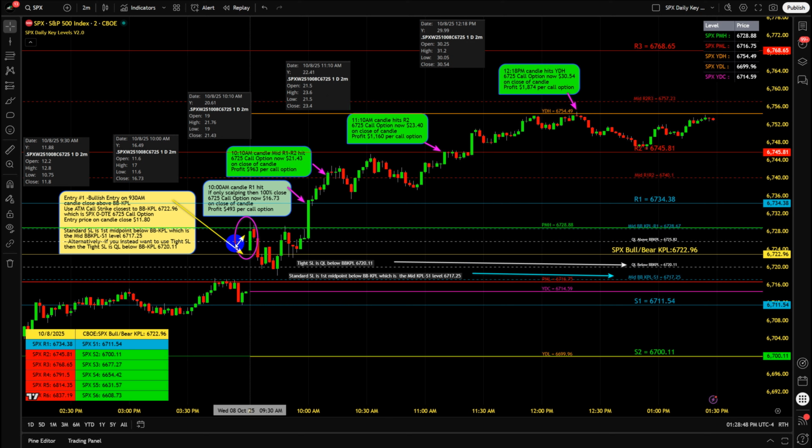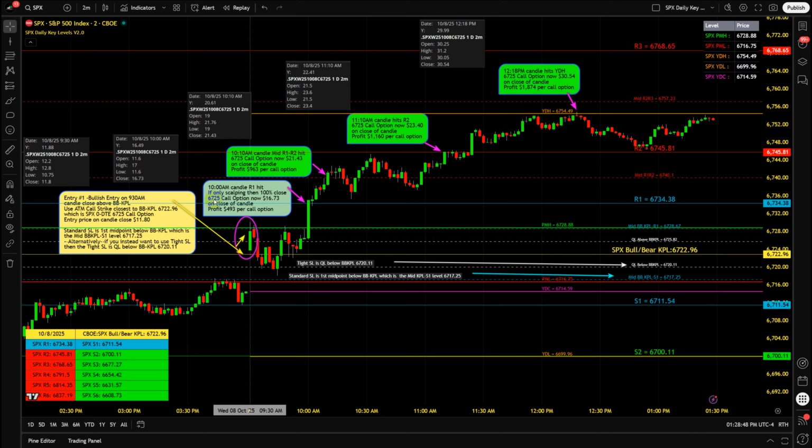So back to today's trade, it was a bullish trade derived from this level. Standard stop loss, first midpoint below. That stop loss was not breached. And here at 10 a.m. we have the candle hitting the R1 level for today. And for you scalpers out there, if you're using this indicator for scalping only, then a one level move is where you would 100% close out all of your option contracts.